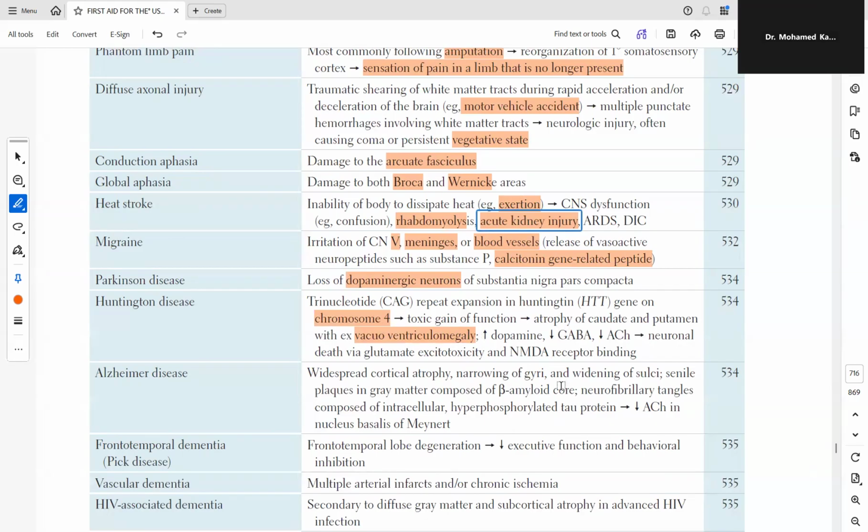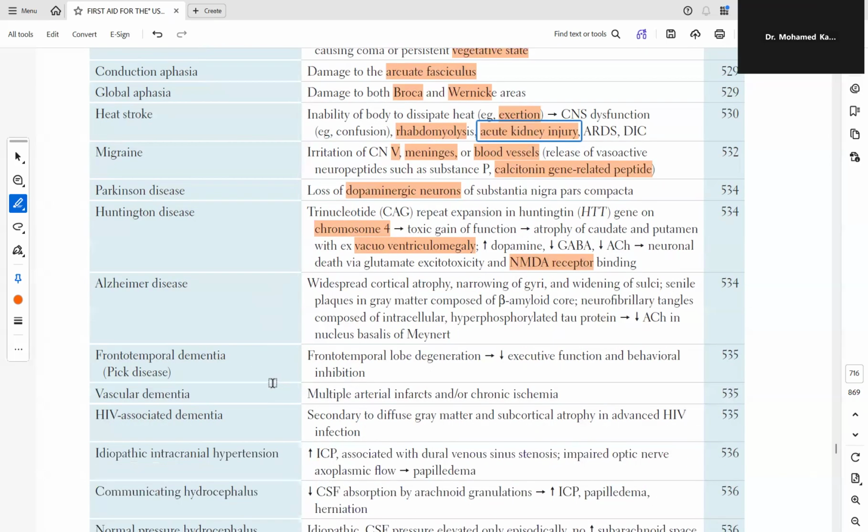Reduced GABA. GABA is usually causing inhibition. There is also decreased acetylcholine. There will be neuronal death via glutamate excitotoxicity and NMDA receptor binding.